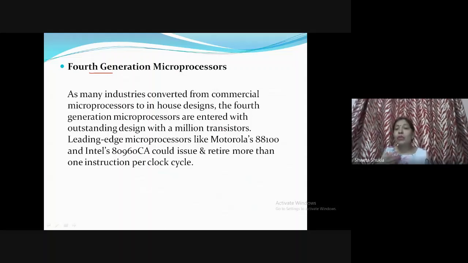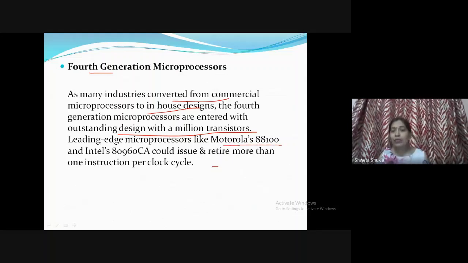That means not only for commercial purposes, but also for some regular or light work, we can say. This is the most important thing: many industries have converted from commercial microprocessors to in-house designs. The fourth generation completely depends on this. And more importantly, they have made designs with millions of transistors. Remember, there are millions of transistors used in such a small chip.